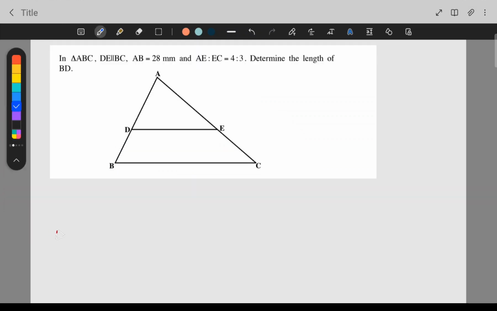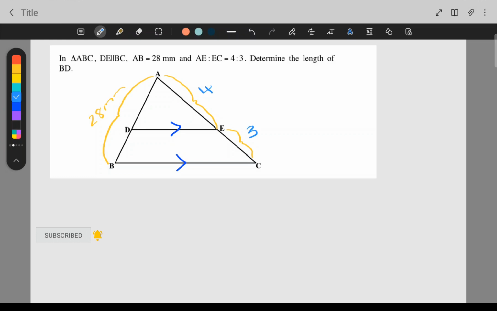Let's look at this example. It says in triangle ABC, DE is parallel to BC. So let's look at the question. It says AB is 28 millimeters. So this whole line is 28 millimeters. And then it says AE is to EC. So AE is this side over here, so this is to that. They give us the ratio. The ratio is 4 is to 3.